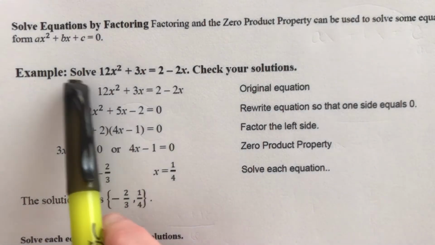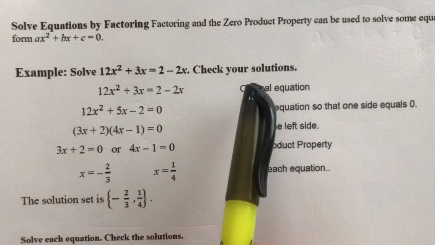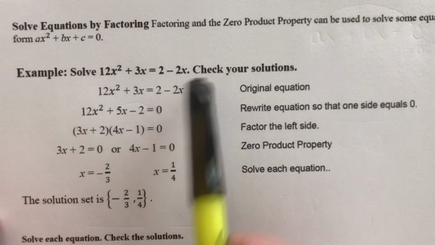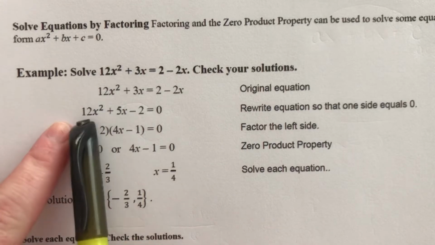All right, so there's an example up here that just shows you want to make sure that you get everything on one side of the equal sign, 0 on the other side. That's what they did right here in this step.